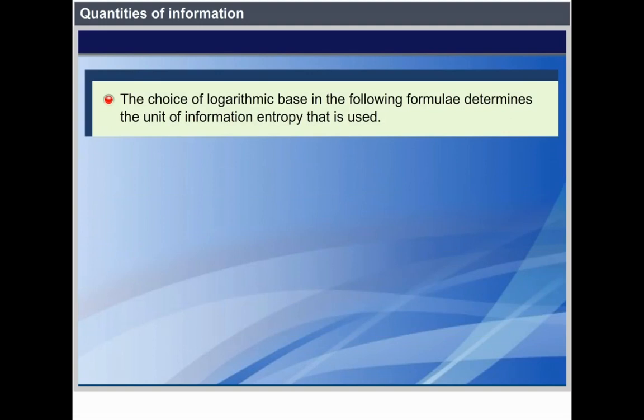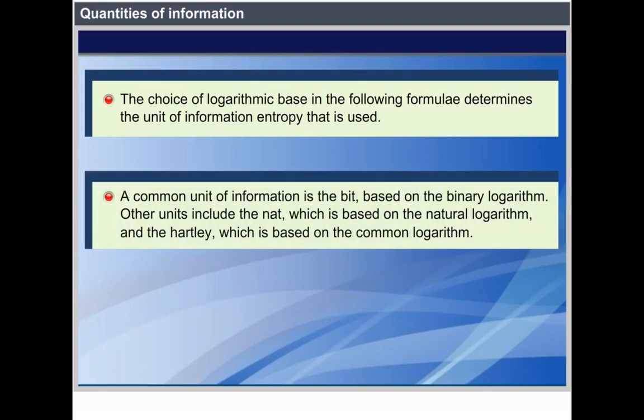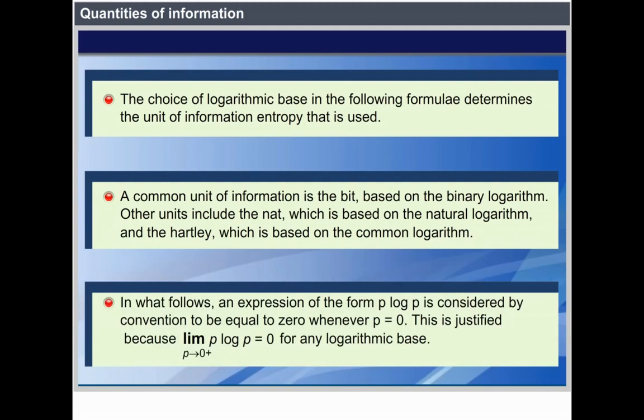The choice of logarithmic base in the following formulae determines the unit of information entropy that is used. A common unit of information is the bit, based on the binary logarithm. Other units include the nat, which is based on the natural logarithm, and the hartley, which is based on the common logarithm. In what follows, an expression of the form p log p is considered by convention to be equal to 0 whenever p equals 0. This is justified because the limit as p tends to 0 plus of p log p equals 0 for any logarithmic base.